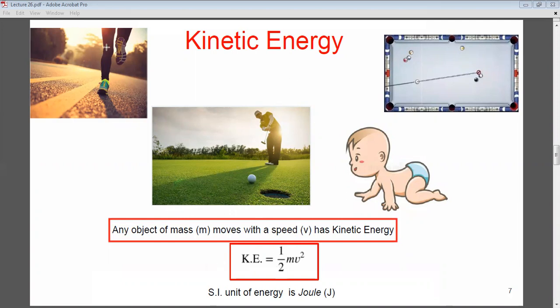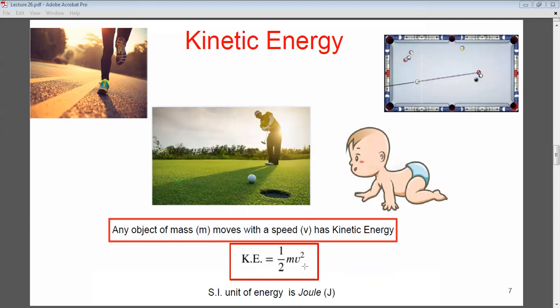So let's look at this person. She's running, so she has a speed and she has a mass, so she has kinetic energy equal to half mv squared. This ball is moving with a certain speed and it has a mass, so kinetic energy is half mv squared. This baby is moving with a certain speed, perhaps a very slow speed, and it has a mass, so kinetic energy is half mv squared. So any object of mass m moving with a speed v has kinetic energy. By definition, kinetic energy is half mv squared.